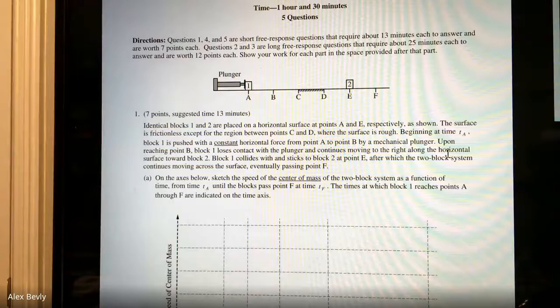So it's not acting like a spring, right? A spring does not apply a constant force. This is different than a spring question. Upon reaching point B, block 1 loses contact with the plunger and continues moving to the right along the horizontal surface towards block 2. Block 1 collides with and sticks to block 2 at point E, after which the two-block system continues moving across the surface, eventually passing point F.